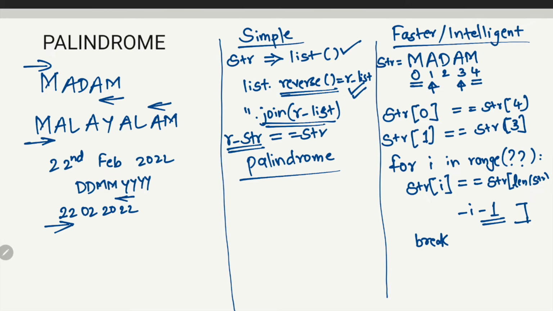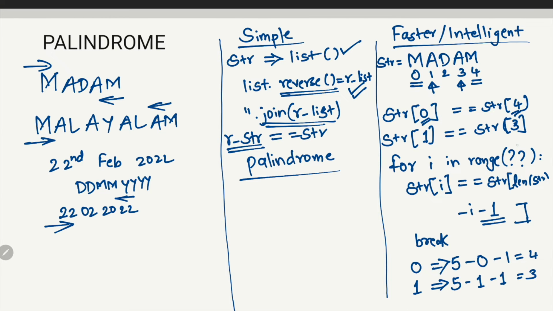So if i was 0, we get the length. In this example, the length was 5, i was 0, and minus 1. So we had to compare index 0 with index 4. If you calculate this, we get 4. So we are comparing that. In the next one, if the index is 1, so 5 minus 1 minus 1, and that is 3. So we are comparing index 1 and index 3.